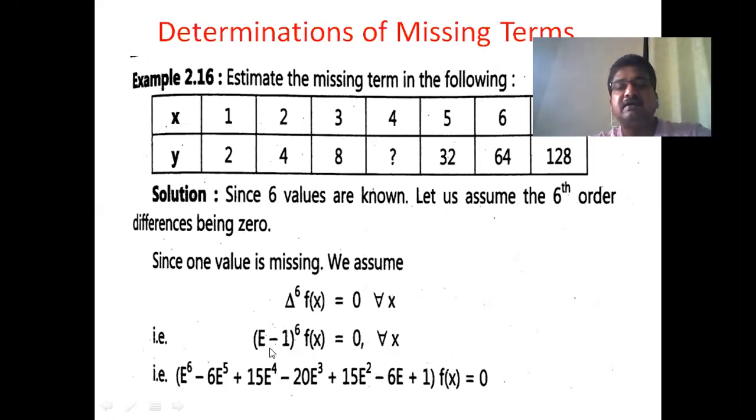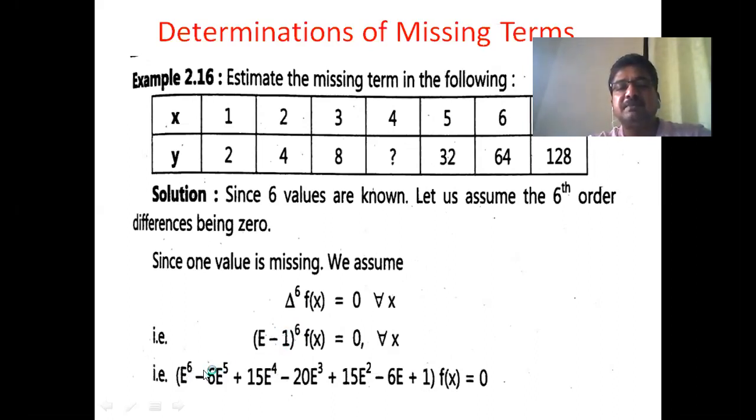Then write delta as e minus 1, because what is the relation between e and delta? E is 1 plus delta. That is, delta is e minus 1. And then take its 6th power by using the binomial theorem. The 6th power of e minus 1 contains 7 terms. This is by using the binomial theorem, and there is a minus sign.